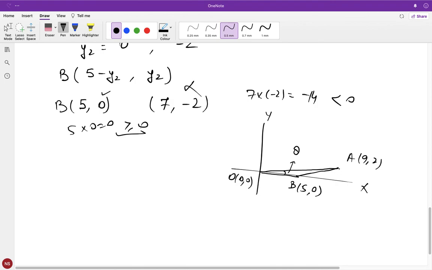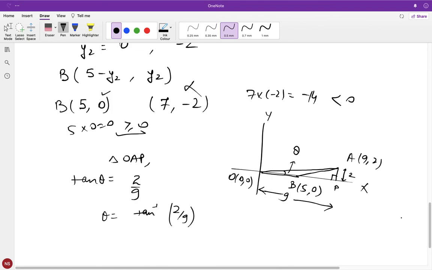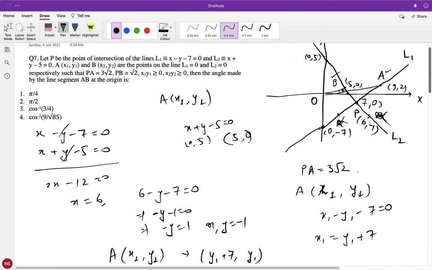It is very easy, just calculate. We know that this is 2, this is 9. So from this triangle OA, maybe say this is perpendicular P. In triangle OAP, what is tan theta? 2 by 9, and so theta is what? Tangent inverse of 2 by 9. So this theta is the angle made by line segment AB at the origin. Tangent inverse of 2 by 9.